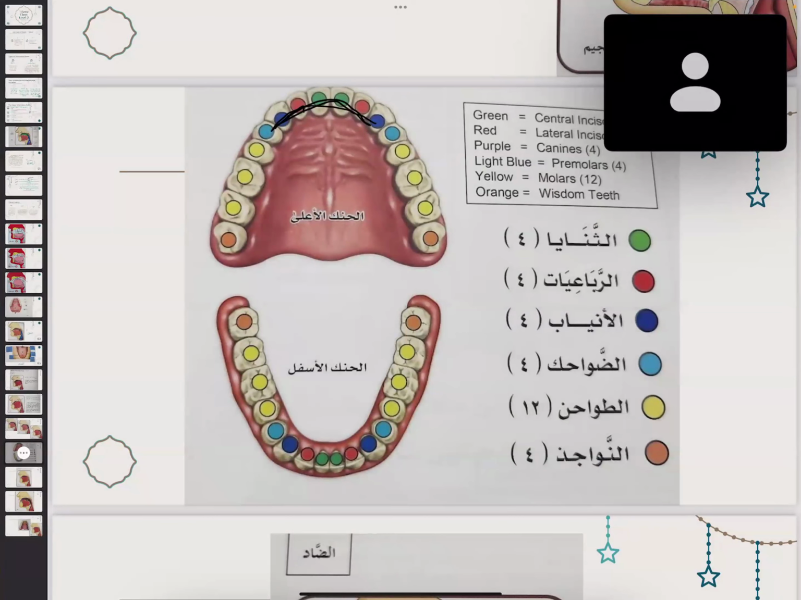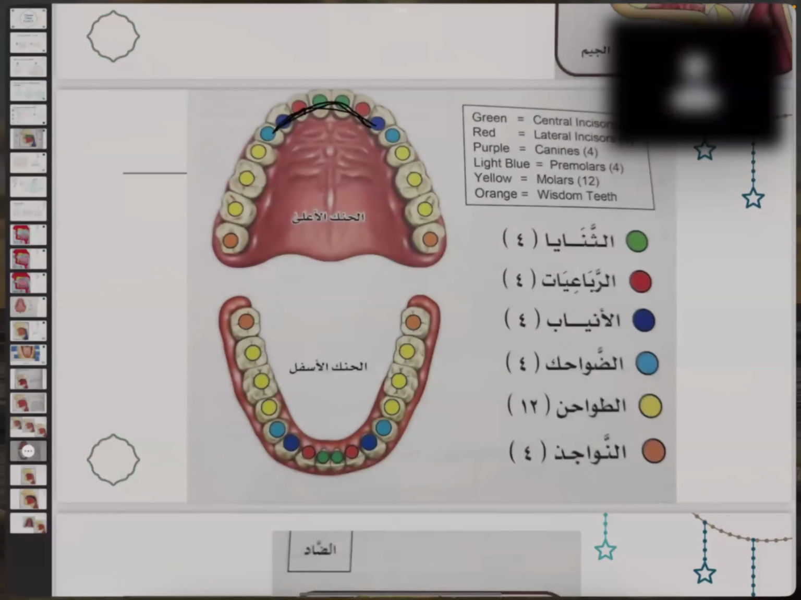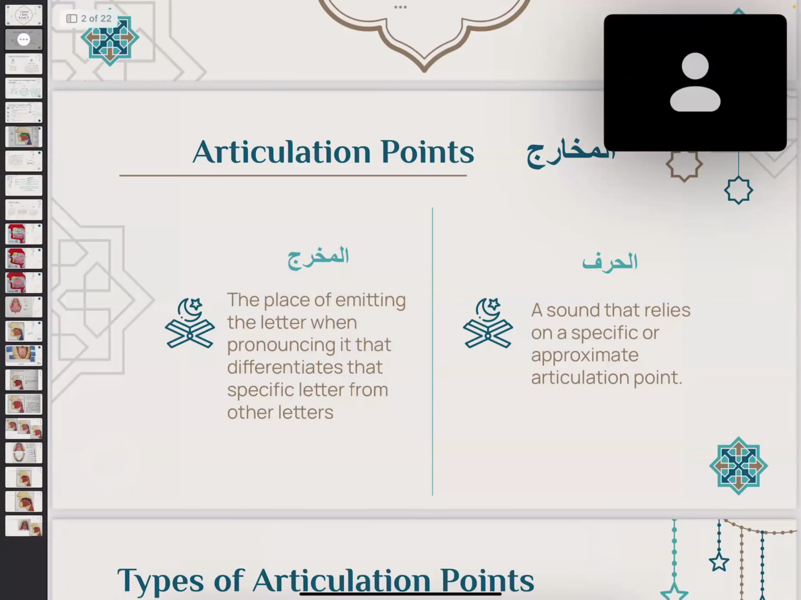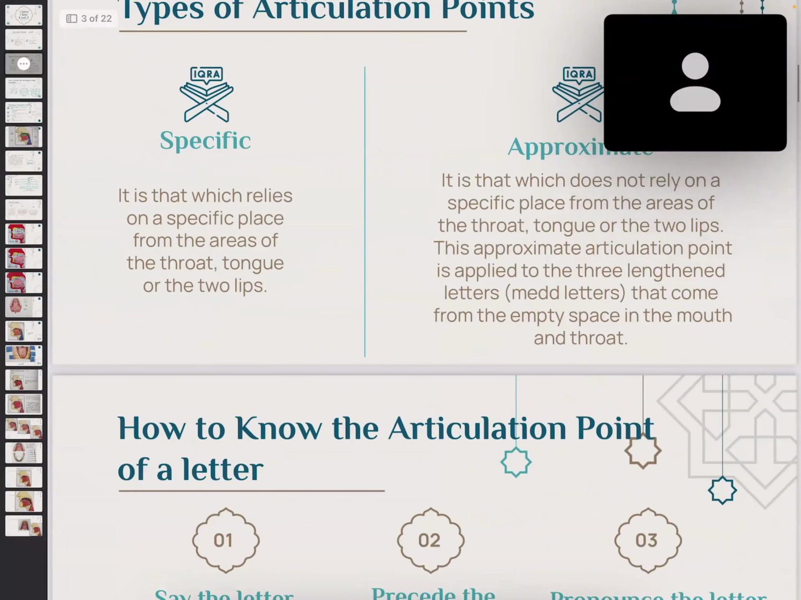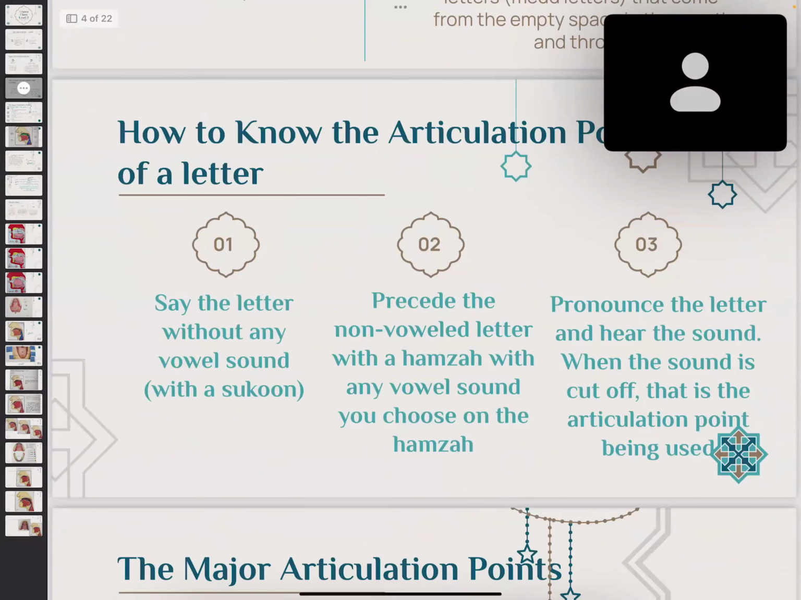تمام. This lesson talks about articulation points. المخرج is the place of emitting the letter when pronouncing it, that differentiates that specific letter from other letters. We have 5 major articulation points: the empty space in the mouth and throat, the throat, the tongue, the lips, and the nose.